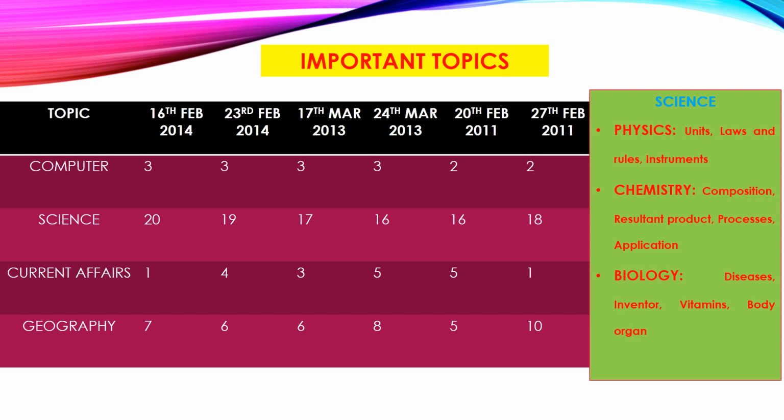In science, questions are asked from all parts, that is from physics, chemistry, and biology. In physics, questions based on units, laws and rules and instruments are asked. In chemistry, composition, resultant product, processes, and application based questions are asked. In the biology section, diseases, inventors, vitamins, and body organs based questions are repeated.